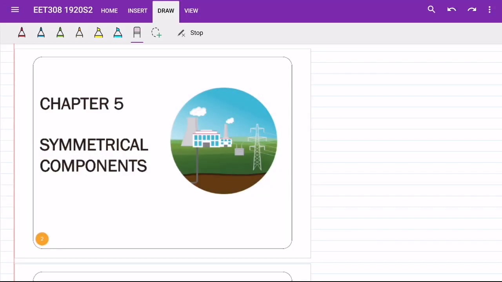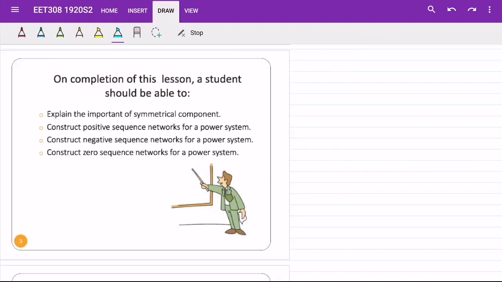Chapter 5 Symmetrical Components. At the end of this chapter, students should be able to explain the importance of symmetrical component, construct positive sequence, negative sequence, and zero sequence networks for a power system.